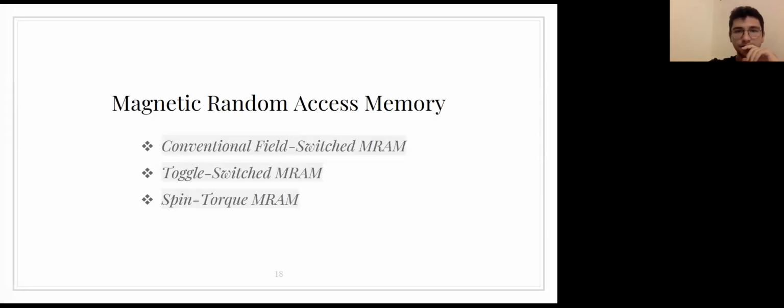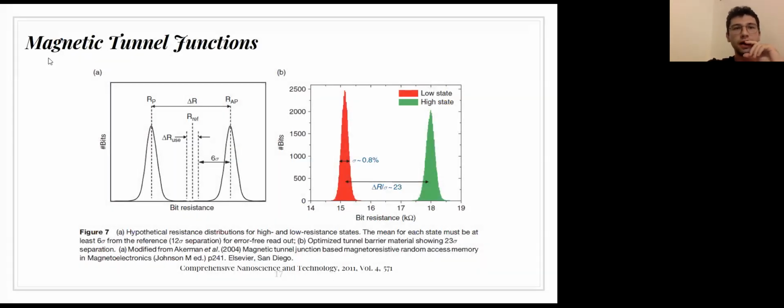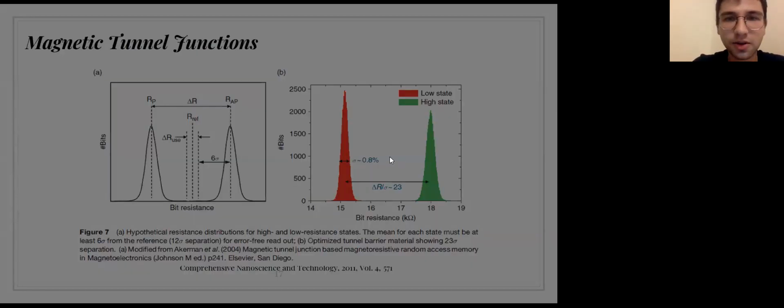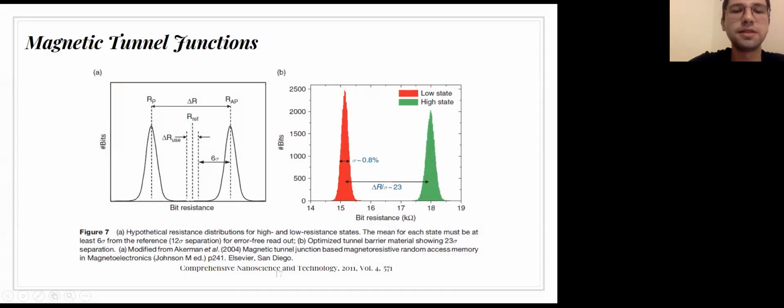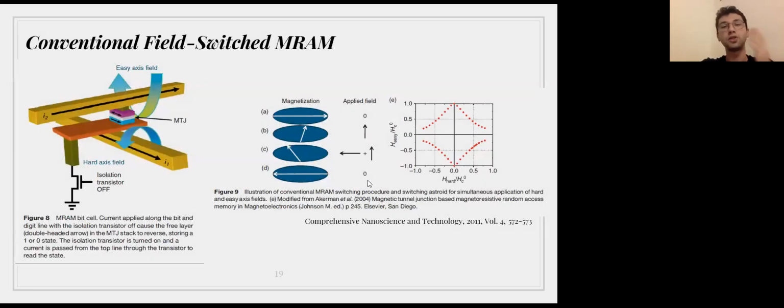Okay, so we just basically, yes, we talked about read operations here too. So we go on to magnetic random access memory types. We have three types of memories: conventional field switch, toggle switch MRAM, and spin torque MRAM. This will basically be the applications of these properties that I have mentioned earlier.